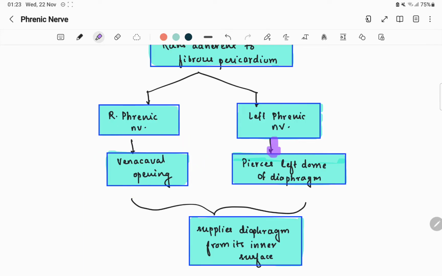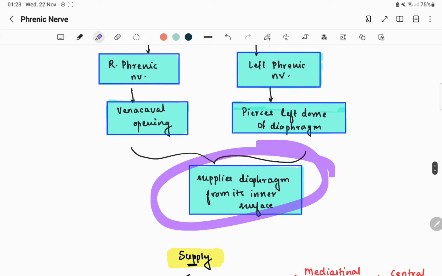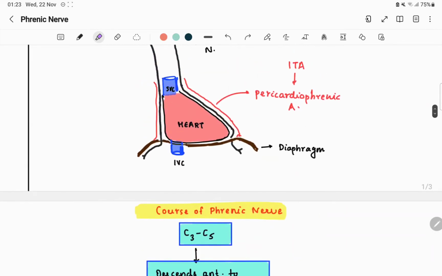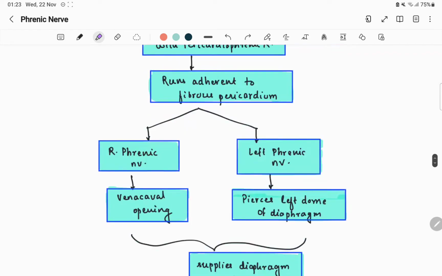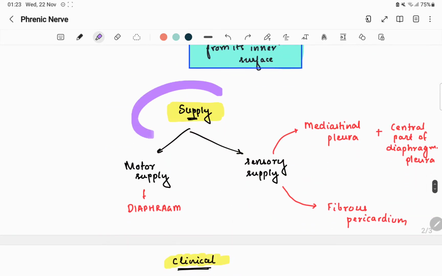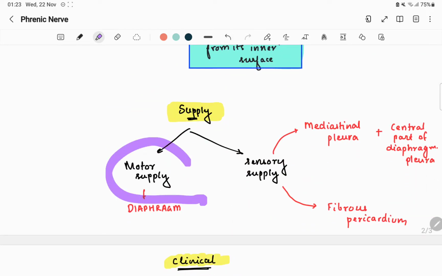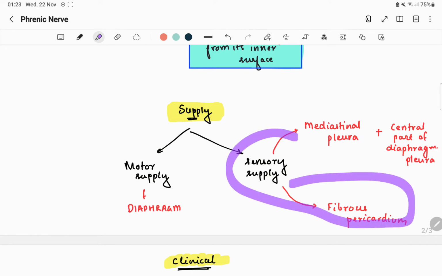Remember, the left phrenic nerve pierces the left dome of the diaphragm and supplies the diaphragm from its inner surface. Very important. It supplies the diaphragm from its inner surface. You can see the superior surface is not supplied. The motor supply of the diaphragm is the phrenic nerve, and it also gives the sensory supply to the fibrous pericardium.